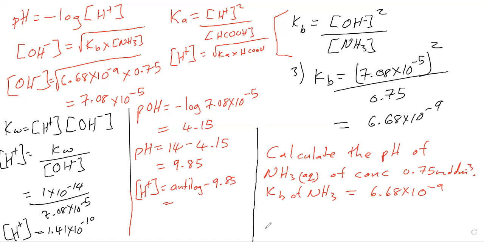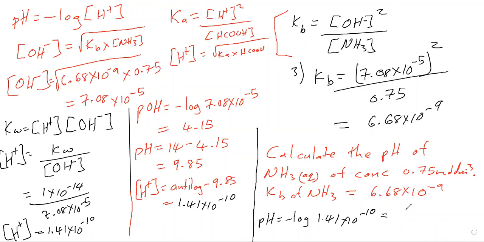1.41 times 10 to the negative 10. So either way, you get the same answer. It's just that this one is quicker. All right, so pH is equal to negative log 1.41 times 10 to the minus 10. What do you get? 9.85.